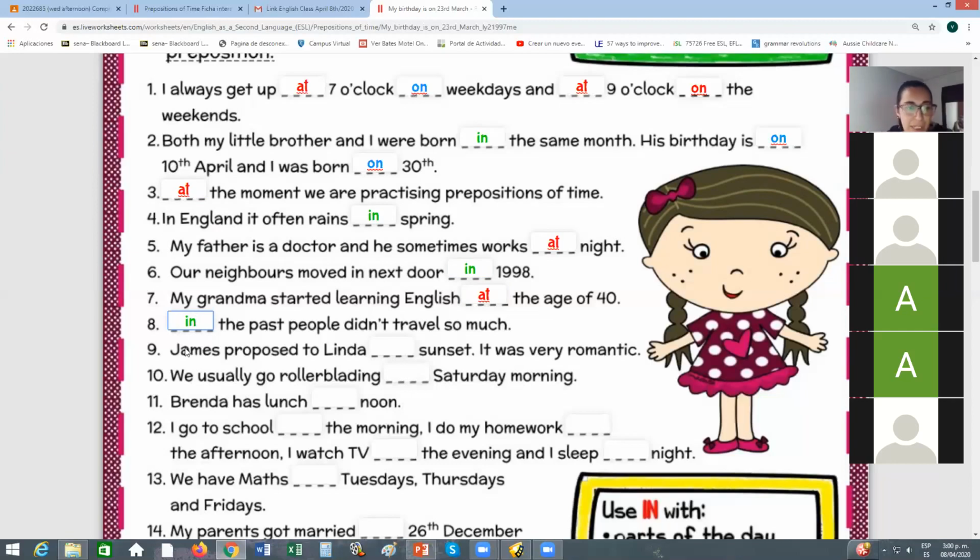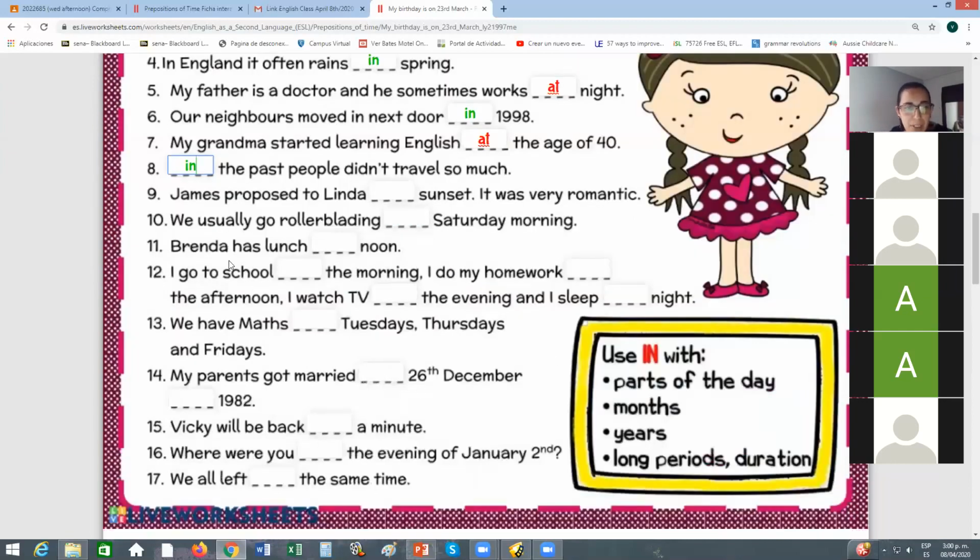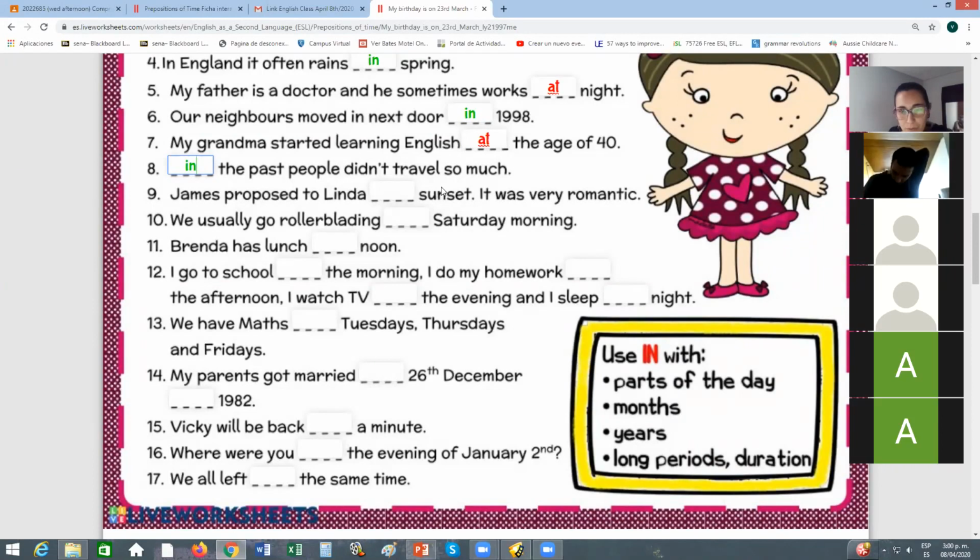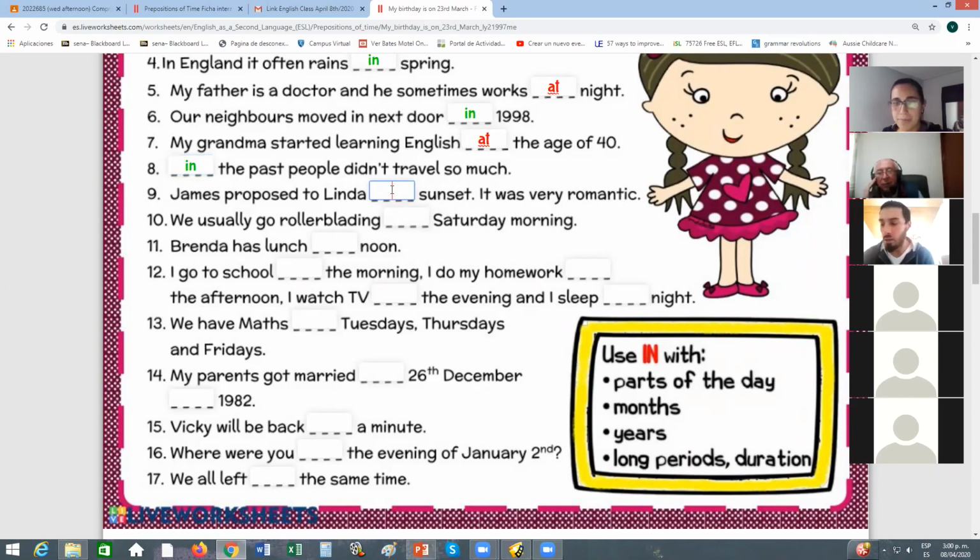Right. Number 9. James proposed to Linda at sunset. It was very romantic. Remember, proposed, it is pedir. What is sunset? El atardecer. Sunset. So, on sunset or at sunset? That will be a very specific moment of the day, no? At sunset.